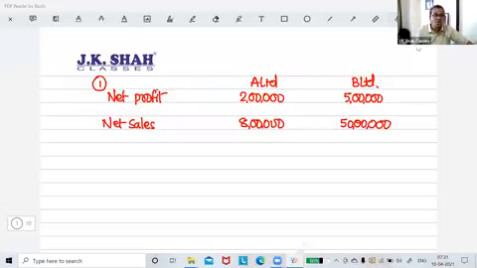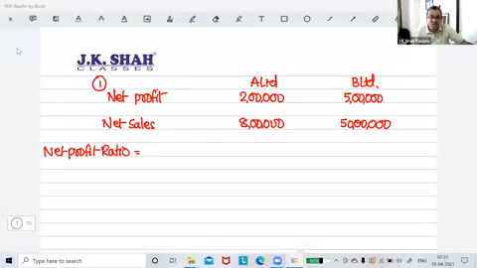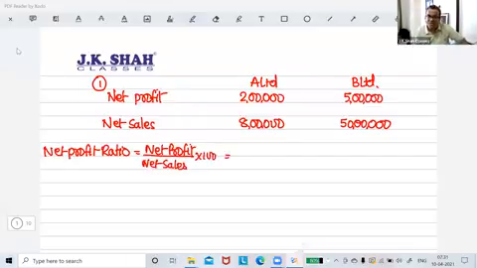So we will convert this into a ratio. We will calculate net profit ratio, which is calculated as net profit upon net sales into 100. So if you do that, this will become 25% and this becomes only 10%. So now you know who is more efficient. The more efficient is A Limited. Did you understand that? Right? See, this is the significance of ratio.